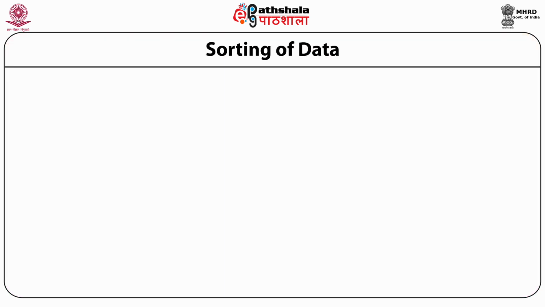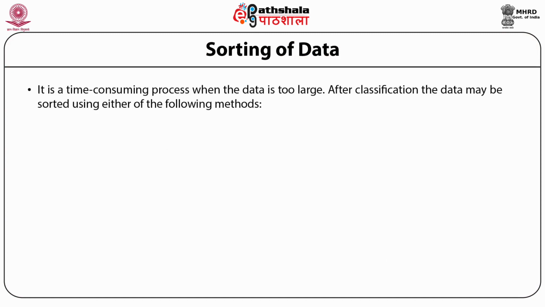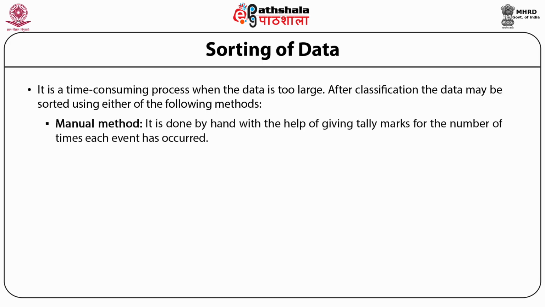Now, sorting of data. Sorting of data is the last process of tabulation. It is a time-consuming process when the data is too large. After classification, the data may be sorted using either of the following methods. Number 1, the manual method. It is done by hand with the help of tally marks for the number of times each event has occurred. Next, the total tally marks are counted. The method is simple and suitable for limited data.